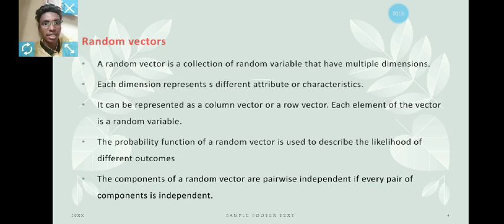Random vectors. A random vector is a collection of random variables that have multiple dimensions. Each dimension represents a different attribute or characteristic. It can be represented as a column vector or a row vector. Each element of the vector is a random variable. The probability function of a random vector is used to describe the likelihood of different outcomes. The components of a random vector are pairwise independent if every pair of components is independent.